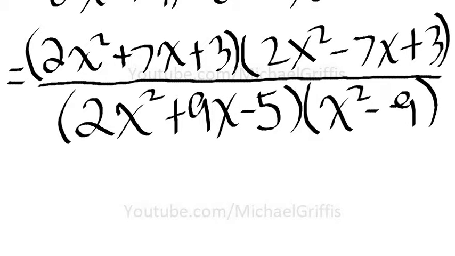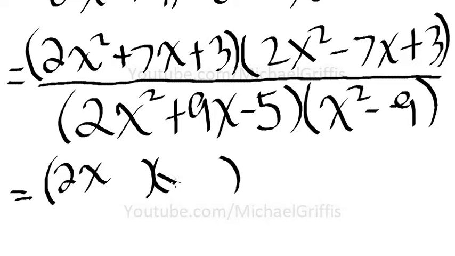Let's factor. We got to factor 2x squared plus 7x plus 3. Does that factor? I don't know. Let's take a look at it. I'm going to start with a 2x. Two numbers multiply together to give us 3. Well, the only two numbers are 1 and 3. So if I put a 3 here and a 1 here, 2x times 3 is 6x. Yep, that's it. All right, that was pretty simple.